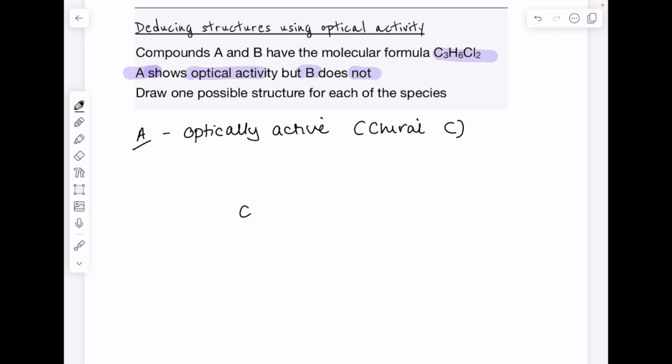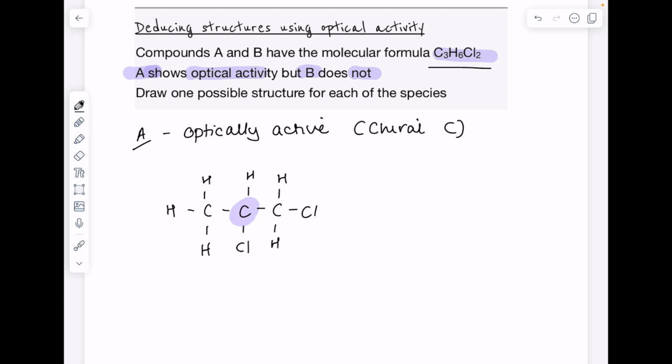So I'm going to start with my central carbon atom. I know I need to obey this molecular formula. So to explain why this structure here is optically active, we have our central carbon, and then we have 4 different groups attached to that chiral carbon. We can see that we have CH3, hydrogen atom by itself, chlorine by itself, and then lastly CH2Cl. So here is our chiral carbon.